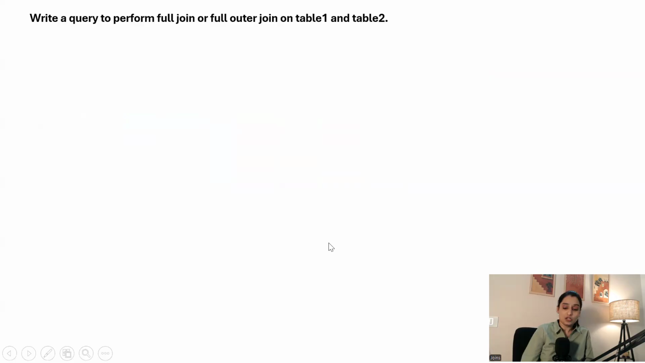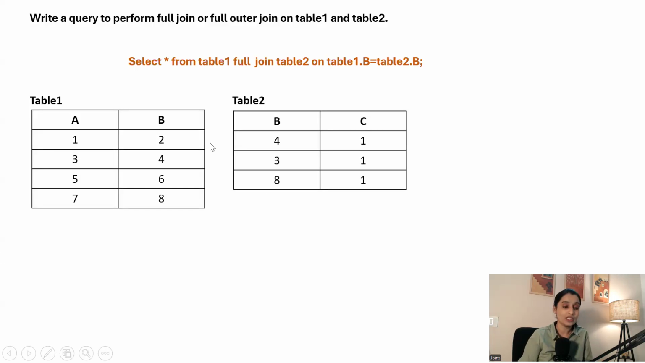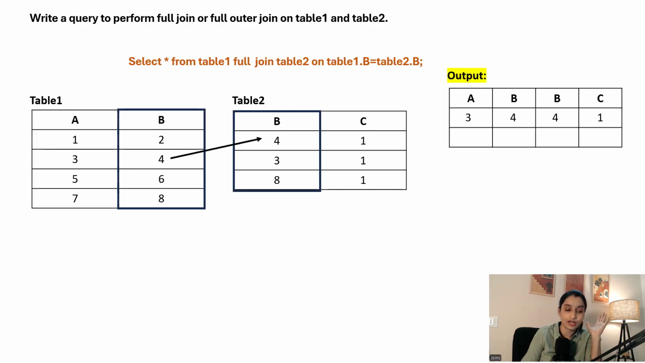Okay. So now the next type of join is full join or full outer join. Let's understand this. Like this, we will be writing our query. Select all the columns from table 1. Table 1 is present over here. I have mentioned full join table 2. What is the condition? Table 1.B is equal to table 2.B. So first it will return matching records based on the condition. What are the matching records? 4 got matched with 4.